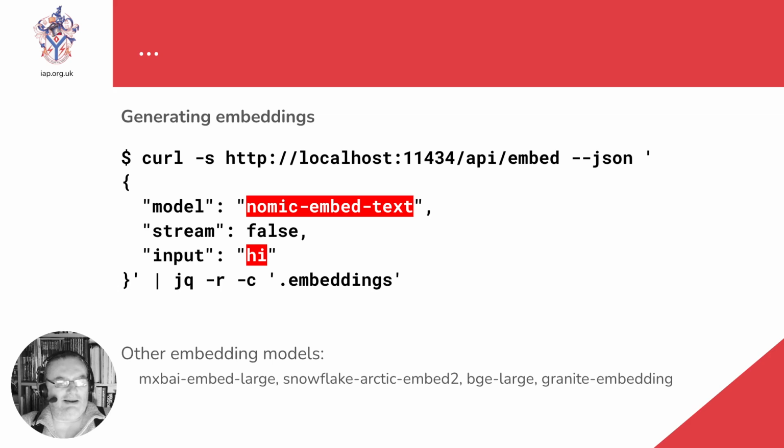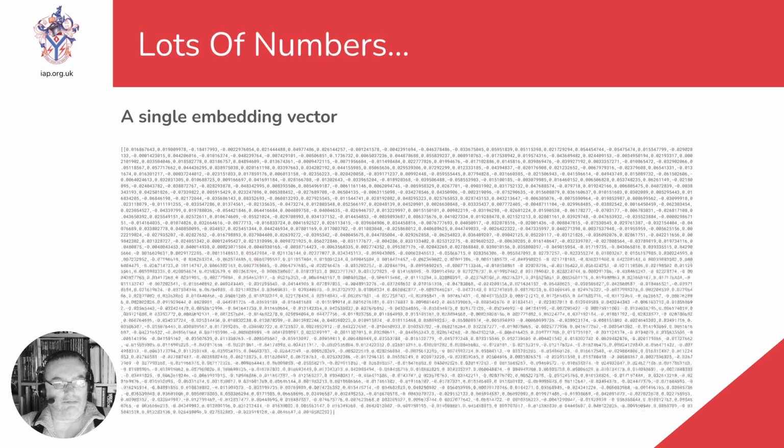What does an embedding actually look like? Here in this example, we want to generate the embedding for the text hi, which is our input. And this is the embedding we get back for hi. It is a single vector containing 768 16-bit floating point numbers. These numbers represent the semantic meaning of hi as interpreted by the embedding model.